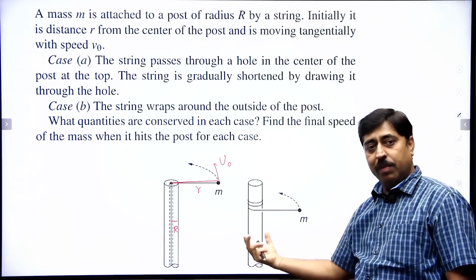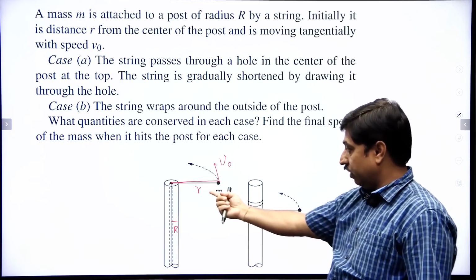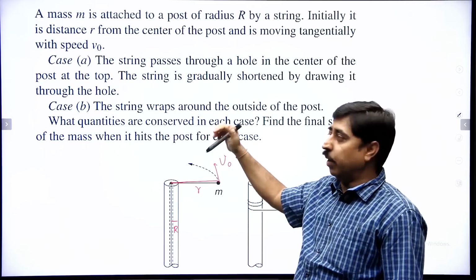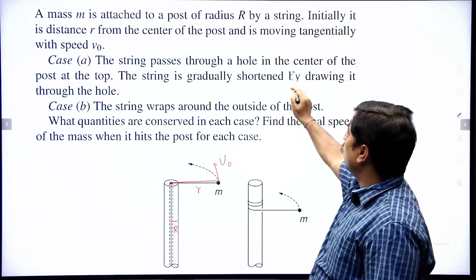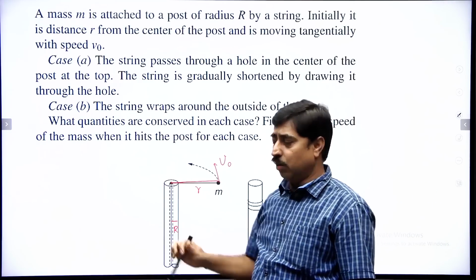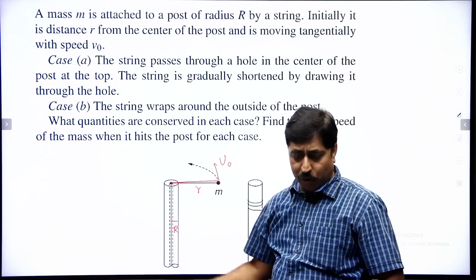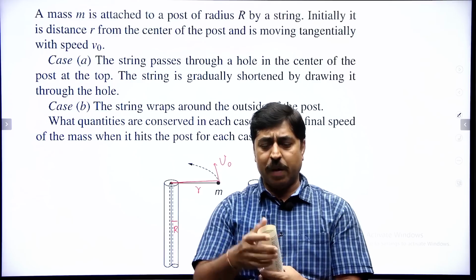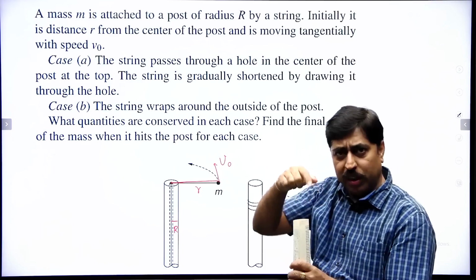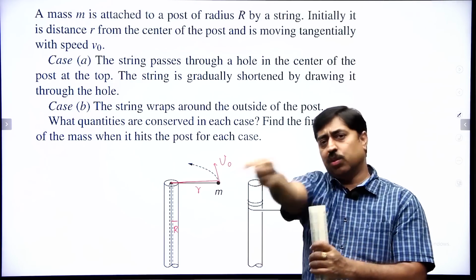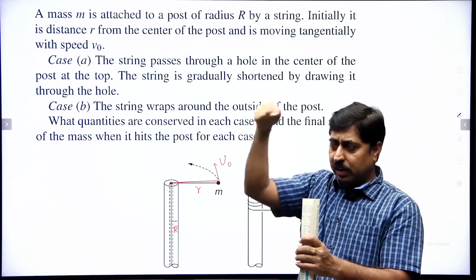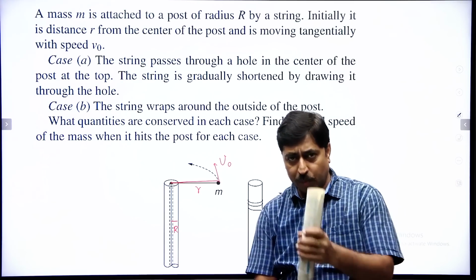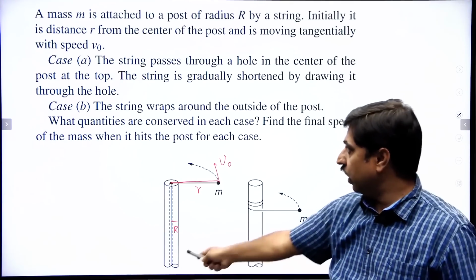And this is a different diagram. In this case and in this case, there is a difference. The difference has been explained here. The string passes through a hole in the center of the post at the top. Here the string is passing through a hole. Actually, it is a kind of pipe with a narrow bore. This is a pipe and there is a small hole here through its length. So there is a particle which is going around it like this, and the string is passing through the pipe. The string is coming out of the pipe from the bottom, right? This is the situation here.